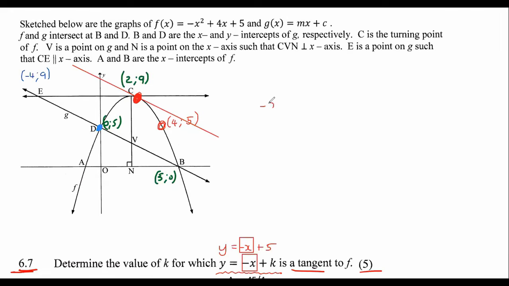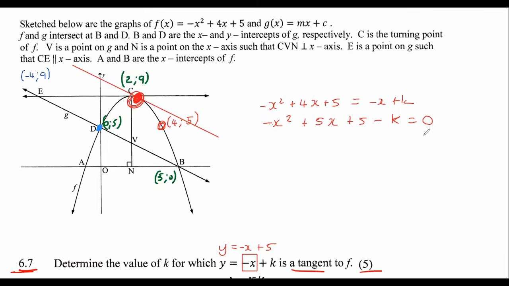So I'm going to say minus x squared plus 4x plus 5 equals minus x plus k. Now, of course, you cannot solve this equation because there are two variables. But don't worry, I've got a little trick that I'm going to show you guys. But for now, I'm going to get everything to the one side and make the other side equal to 0.